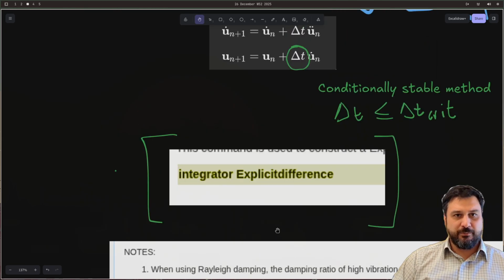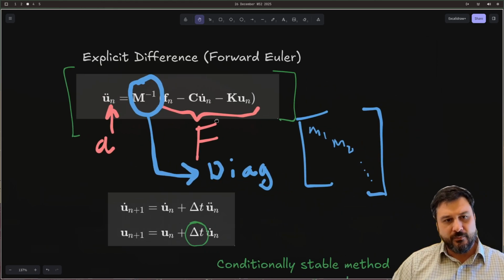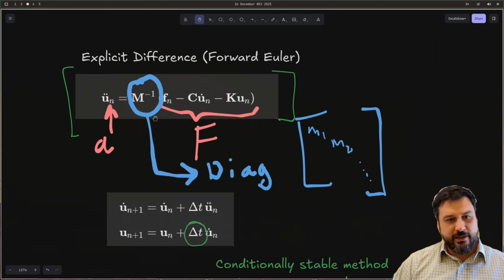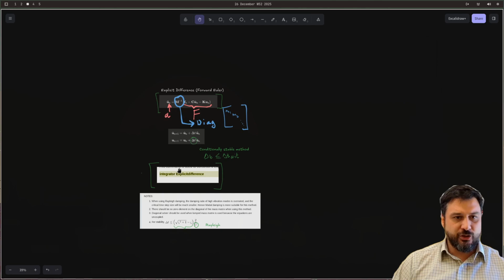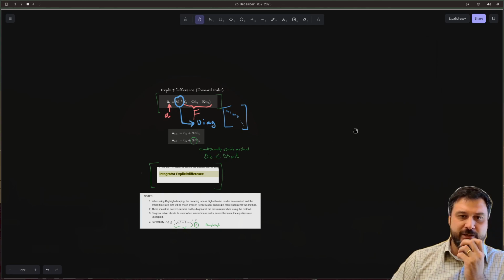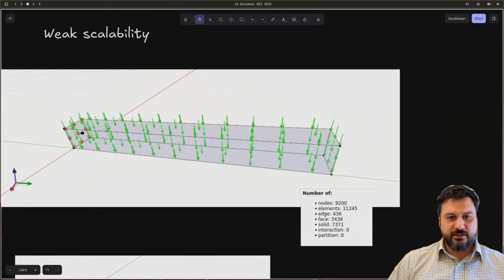Okay, so the promise here is that if you're doing explicit difference, you can get away with a diagonal mass matrix, and you can solve this stuff very, very, very fast, which means you can go big or go home. So what I want to show you is the results of a scalability study that I did on this same problem using OpenSees. And this is what that looked like.